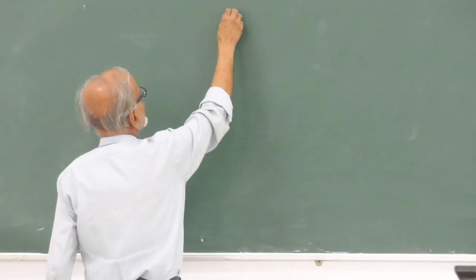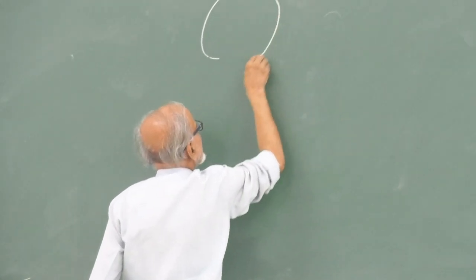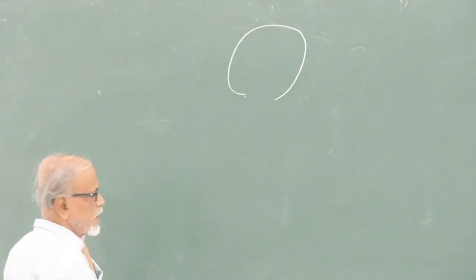The embryonic body will have a rounded head like this. It will have a rounded head like this.